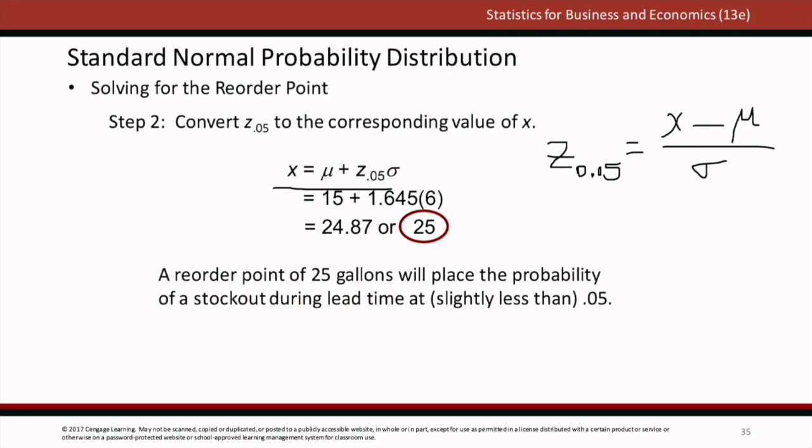We know mu equals 15, we know the z-score equals 1.645 that we just found in the table, and we know the standard deviation. So after doing these operations we get this value, 24.87. Since we want to have whole numbers, we round this up to 25. So then a reorder point of 25 gallons will place the probability of stock out during lead time at slightly less than 5%.